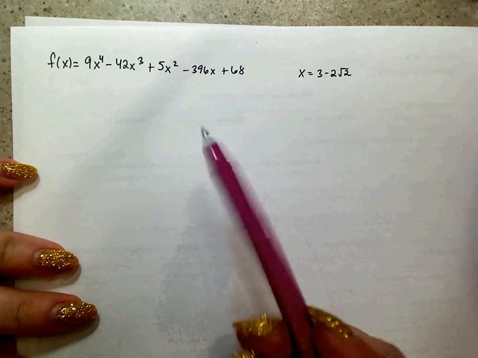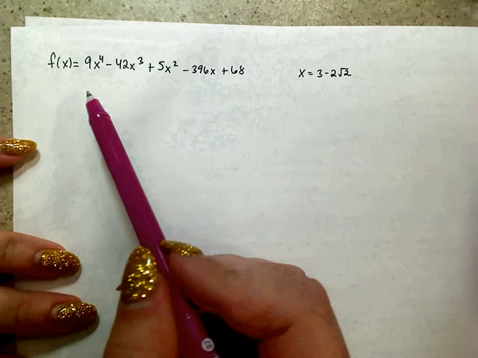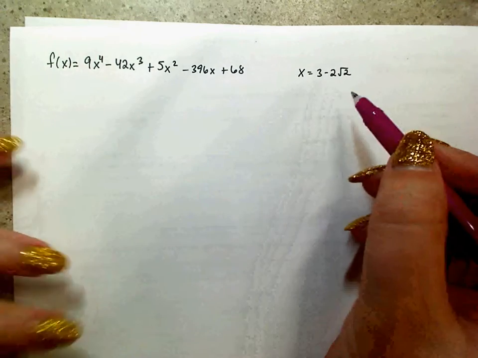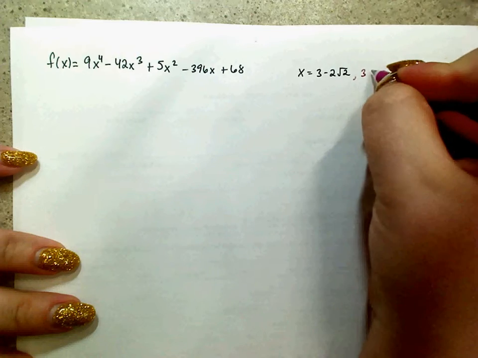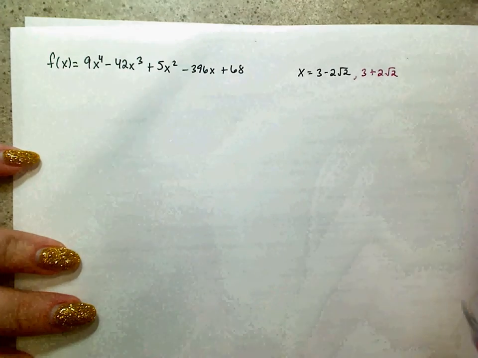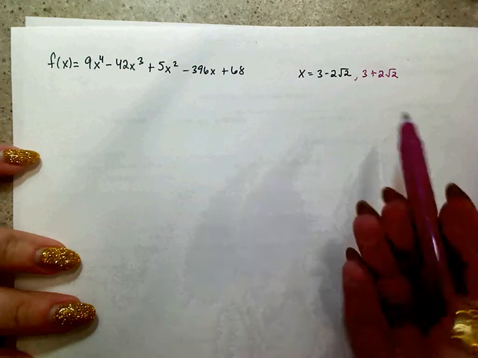Okay, so when you're working this function, you're trying to find all the roots of it, and I give you 3 minus 2 root 2. You have to remember that in giving you one of them, I'm also giving you the other, 3 plus 2 root 2. Okay, so we know we have 4 roots, and I've given you 2.